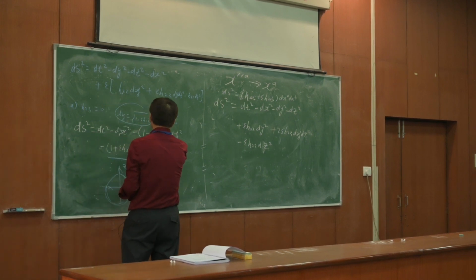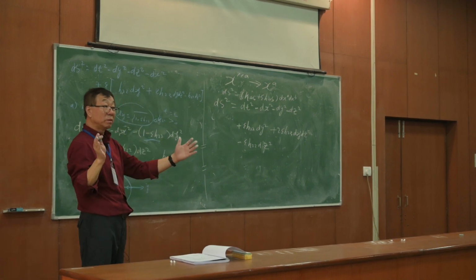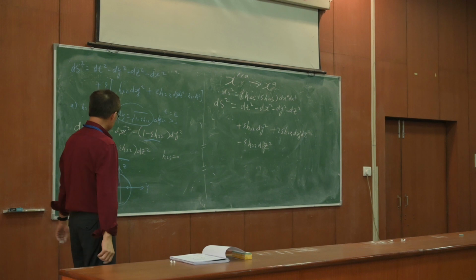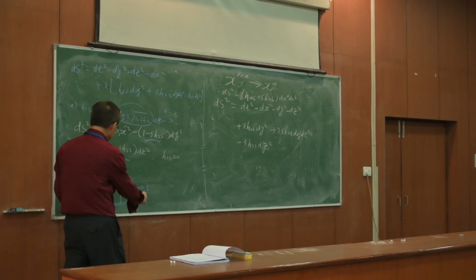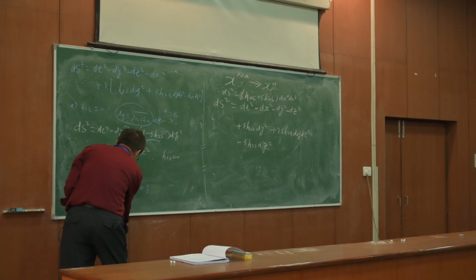If you want, let's say delta y equals 1. The proper distance becomes smaller. But here it becomes larger, right? So this angle will make the distance larger.